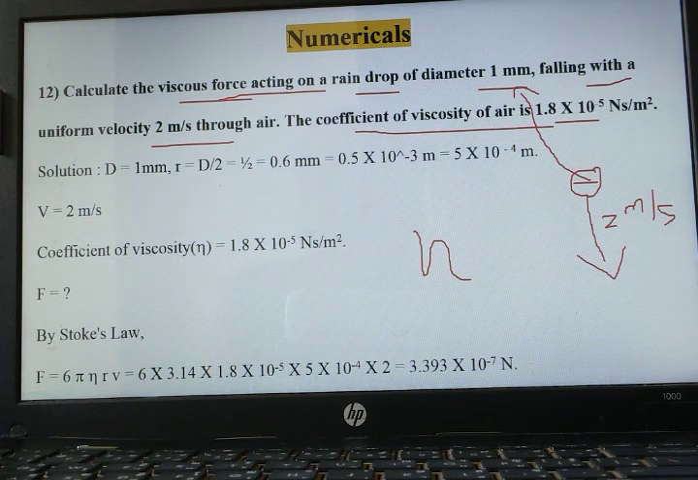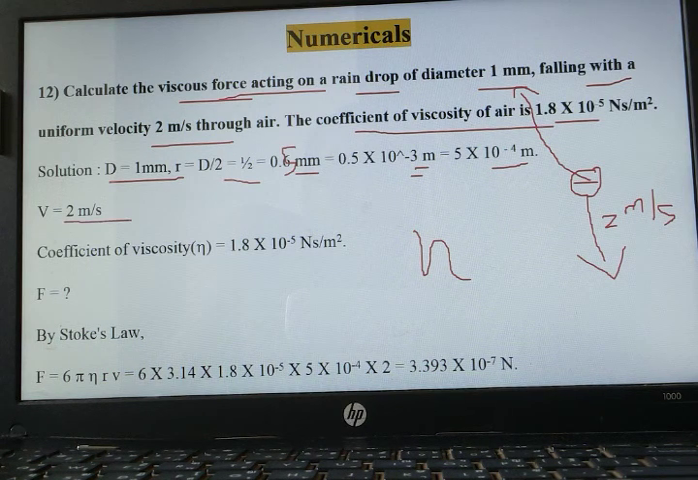By Stokes law, we know the formula, that is F is equal to 6 pi eta r v. So 6 into 3.14. Over here diameter has been given, so diameter has to be converted into radius. For converting it to radius, we have to divide by 2. And after dividing by 2, what we'll be getting? 0.5, but this is in mm. We have to convert mm into meter. For converting, we have to multiply by 10 raised to minus 3. And over here, we'll be getting 0.5 into 10 raised to minus 3. We can shift this decimal also by making it 10 raised to minus 4. So I have written 5 into 10 raised to minus 4.